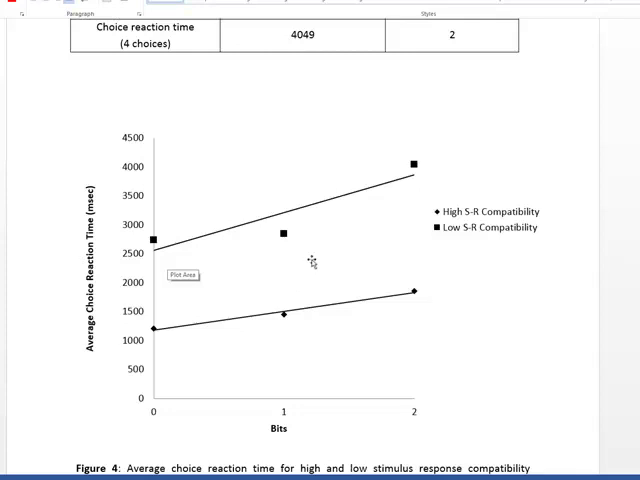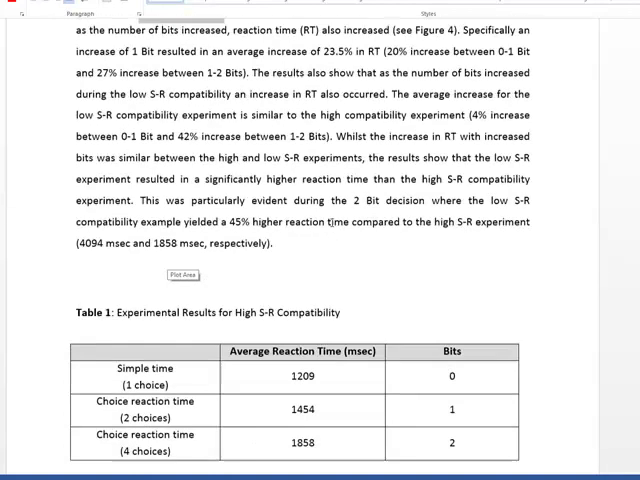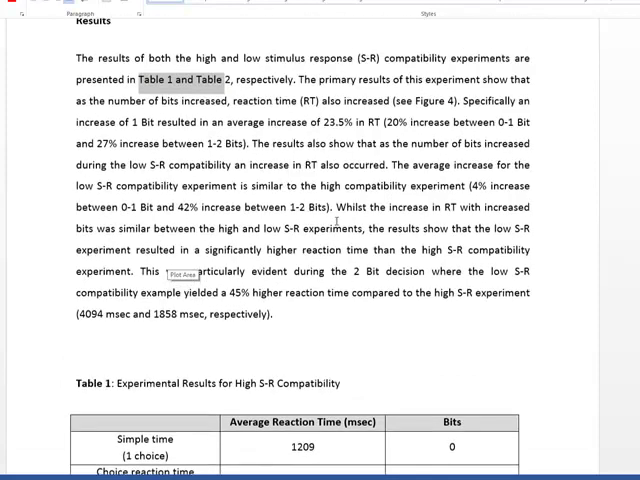Third, the next thing in this distinction box, probably the most difficult. It says you need to have a comprehensive quantitative analysis of your results, including maybe some percentages or some actual figures. For example, it says here specifically an increase of 1 bit resulted in an average of 23.5%. Now, this is not something that you're going to already have from your lab books necessarily. It's going to require some form of calculation.